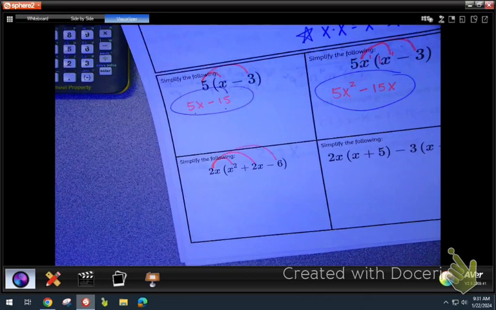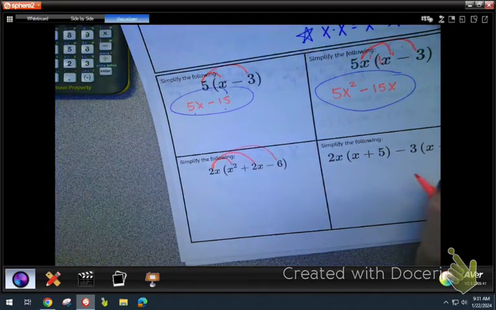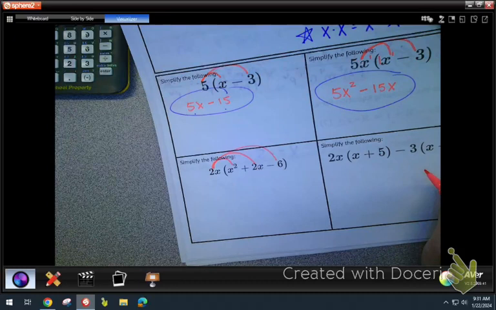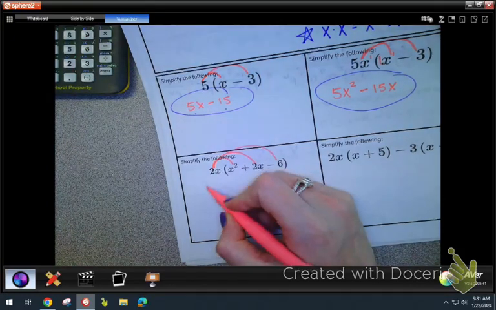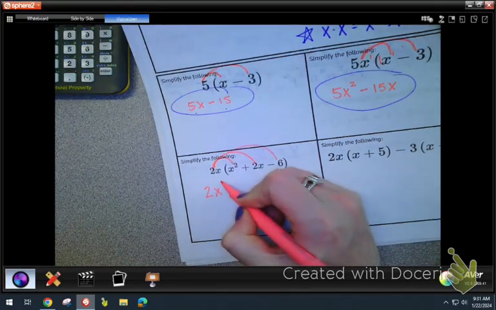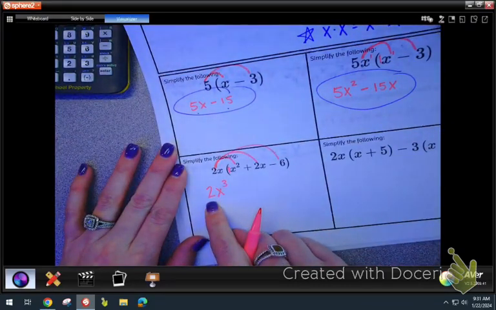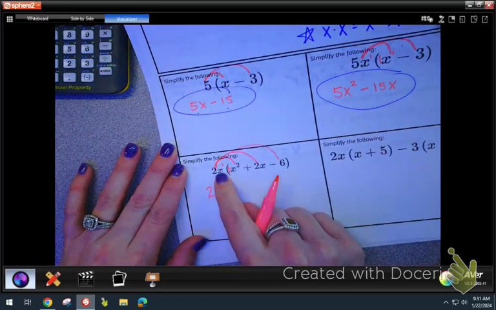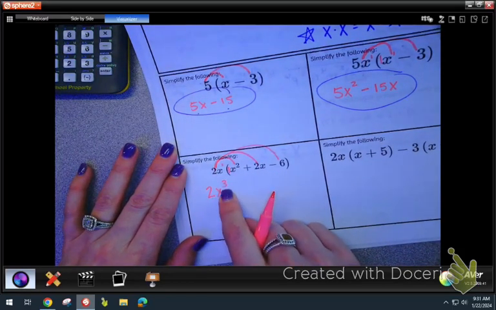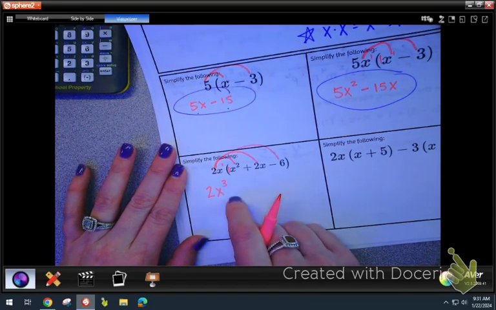Okay? So think about what 2x times x squared is. Zane, you got an idea? Heidi, got an idea? Braden? What do you think? So the first one's going to be 2x cubed. Why? Because it's 2 times 1. 2 times 1 is 2. And then you add x to the 1 times x to the 2. 1 plus 2 is 3. You multiply the big numbers, add the little numbers.